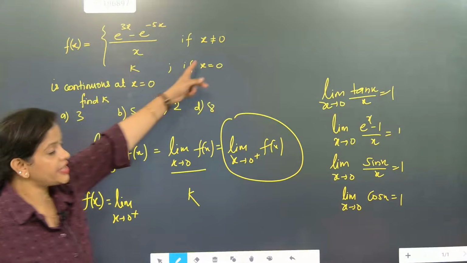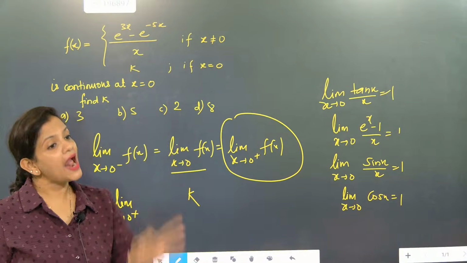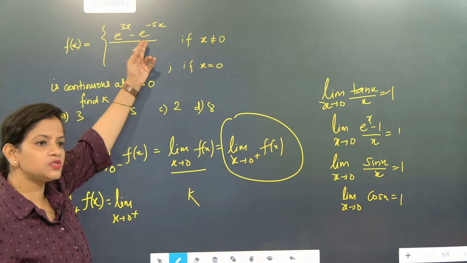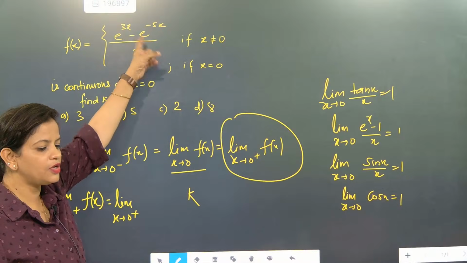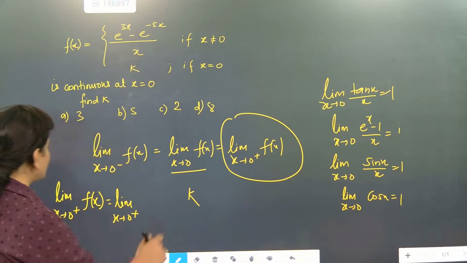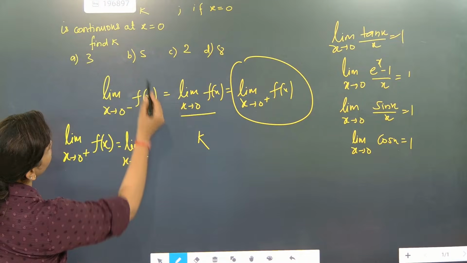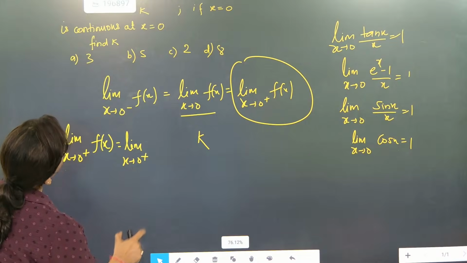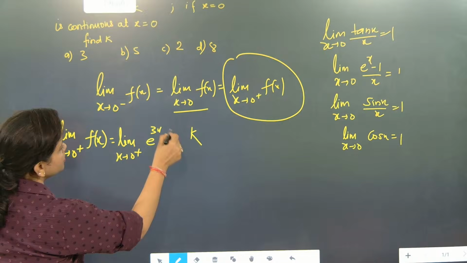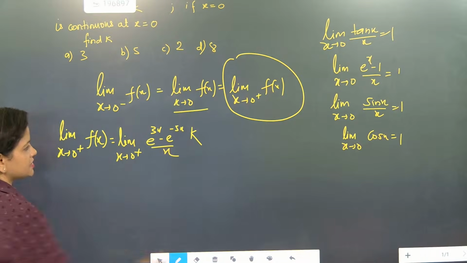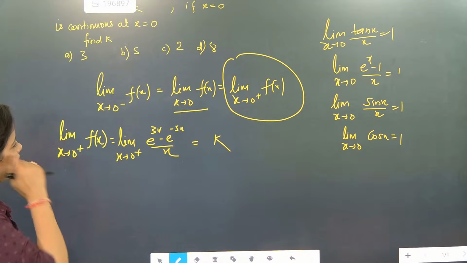Here nothing will change. Here x not equal to 0 means the left hand limit and right hand limit are the same, this one you are going to use. Understood? Center value, what are you going to take? k. But left and right you are going to take this one. So once you have written here, f of x is e to the power 3x minus e to the power minus 5x by x, and this will be equal to k, the center value. Direct can be applied.